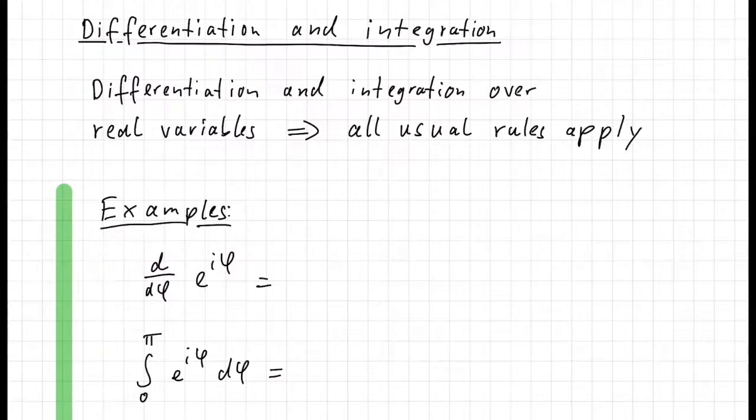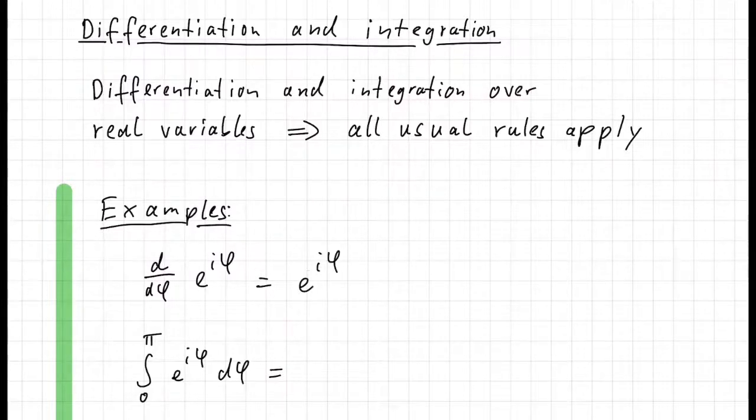The first one is an example of differentiation. I want to calculate d/dφ of e to the iφ, so of the complex exponential function. Now, when I differentiate, I know the usual rules apply. So if I differentiate the exponential function, I get the exponential function again. So I get e to the iφ.